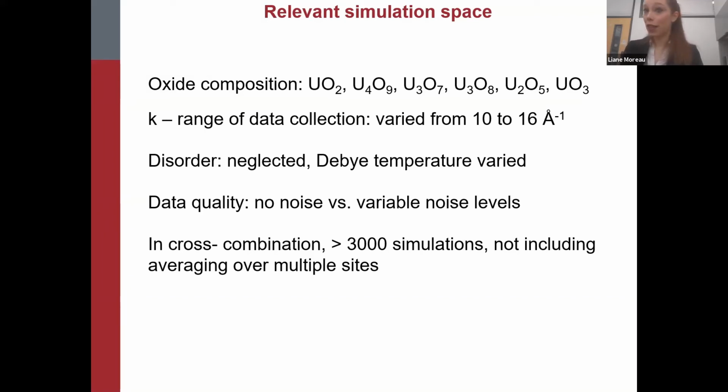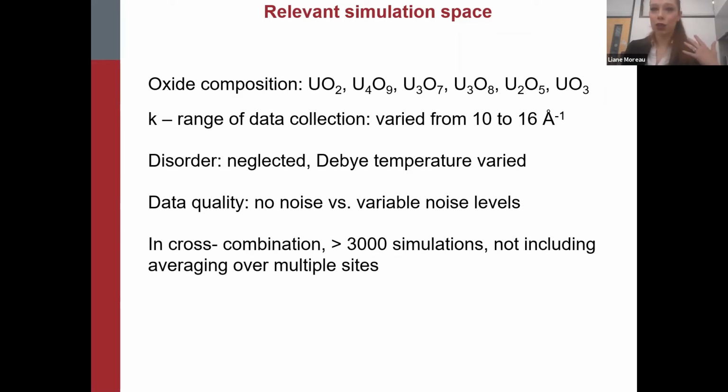Also looking at the range of data collection in k, because we mentioned that that could potentially be complicating this picture, as well as the degree of disorder. So do we neglect disorder altogether? And then varying the Debye temperature in simulations also to see if we can change that a little bit. And then also looking at data quality, so adding in noise and seeing how that affects this picture as well.